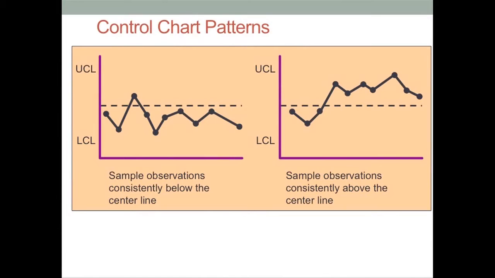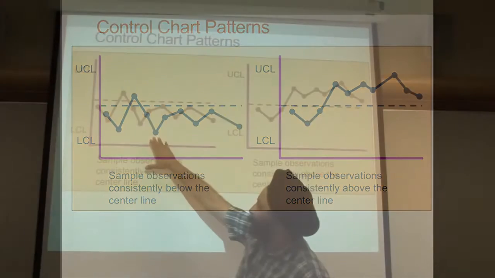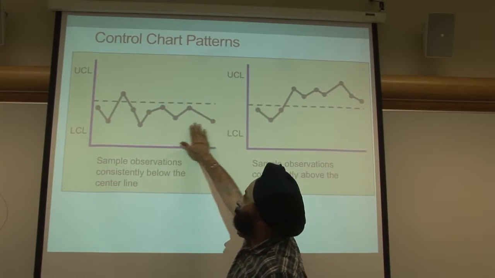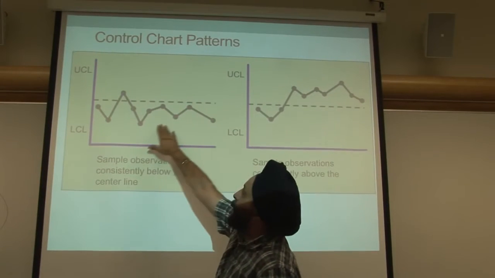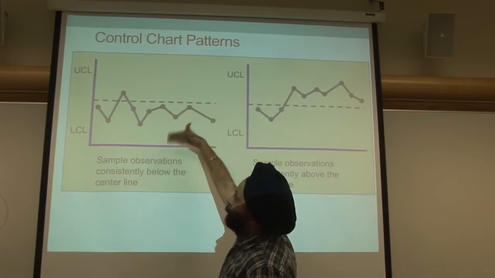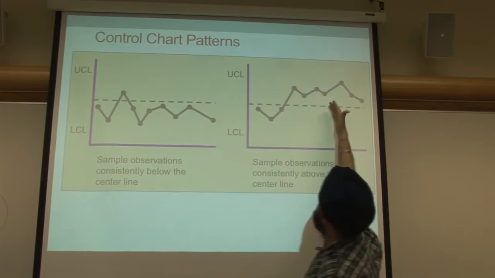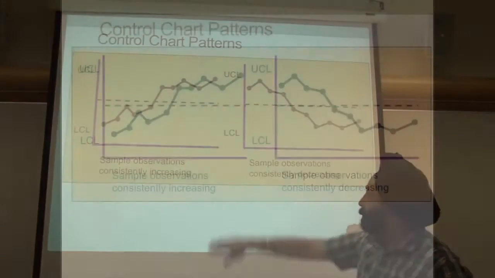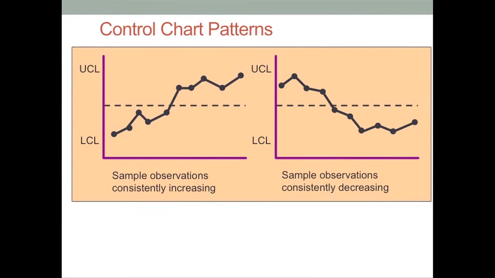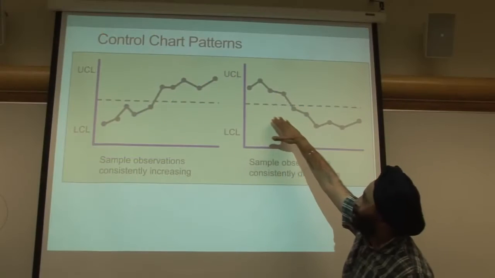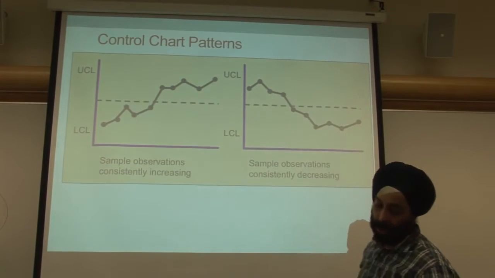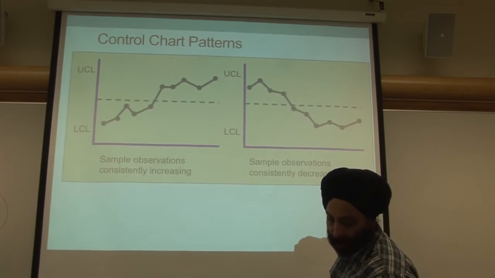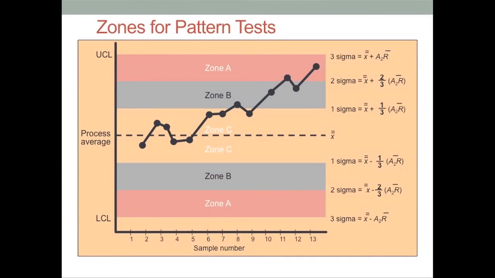So let me go into the details. You can see these are not random because most of these data points are below the center line, and these are all consistently above, so these are not random. This shows a run where items are consistently going above, whereas over here what we are measuring is consistently going down. And here comes the zone for the pattern test.